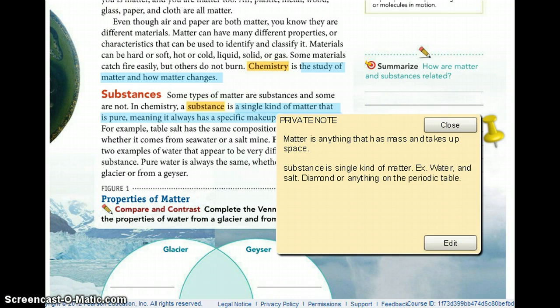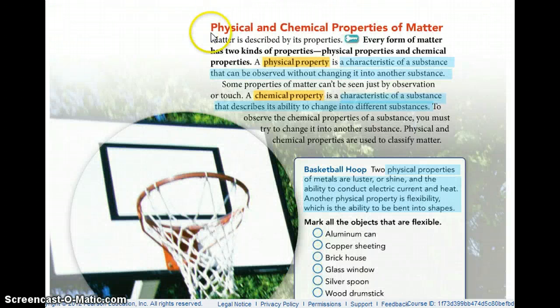If we move on to page 90, we are now going to look at how we are going to describe or put these properties about matter into categories. If you look, here's the key answer to the question that we had on the very first page, and that is every form of matter has two kinds of properties: its physical properties and its chemical properties.